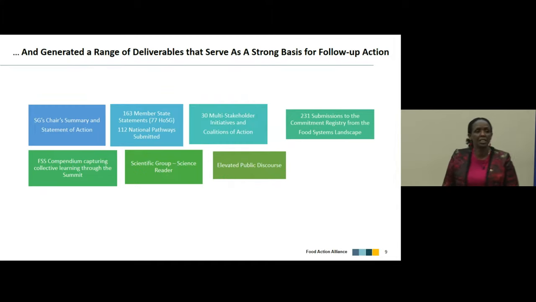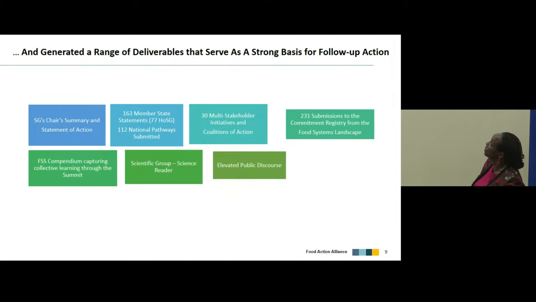We did see initiatives around different groups of people coming together around things they care about. Loss and damage, for example, or reduction of food loss. I just mentioned how food loss is a $1 trillion industry now, contributing 8% to emissions. There's a coalition around that. We have over 30 of those.